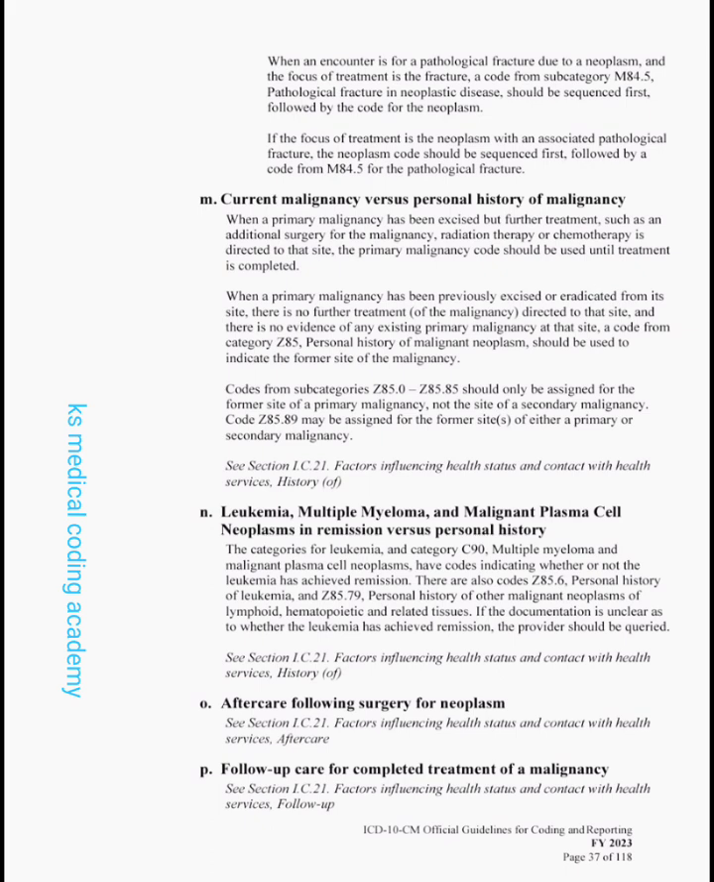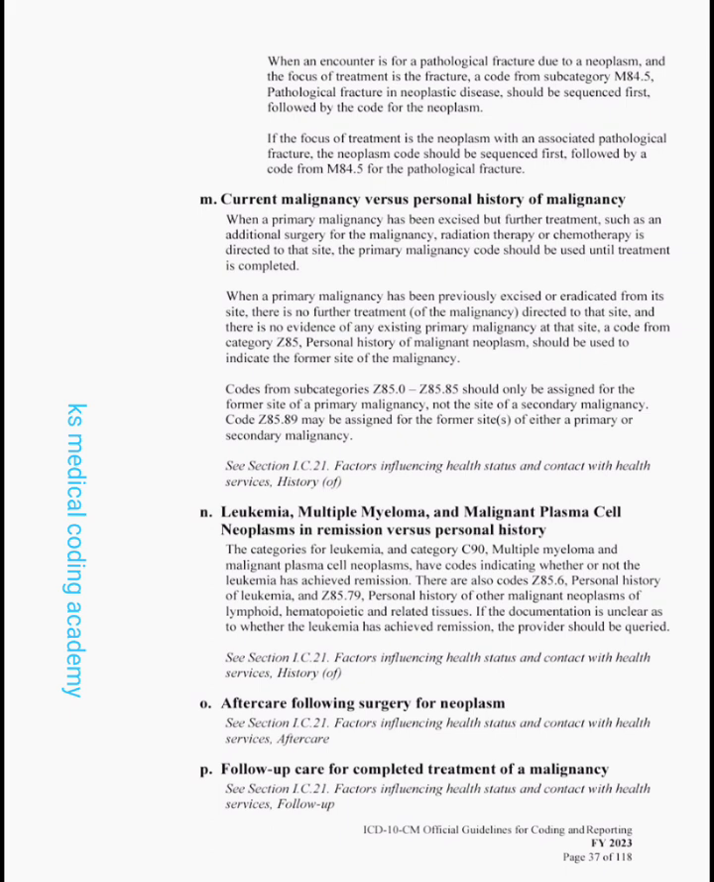M. Current malignancy versus personal history of malignancy. When a primary malignancy has been excised but further treatment, such as an additional surgery for the malignancy, radiation therapy or chemotherapy is directed to that site, the primary malignancy code should be used until treatment is completed. When a primary malignancy has been previously excised or eradicated from its site, there is no further treatment of the malignancy directed to that site, and there is no evidence of any existing primary malignancy at that site, a code from category Z85, personal history of malignant neoplasm, should be used to indicate the former site of the malignancy.